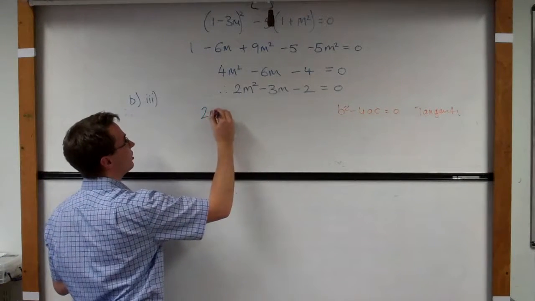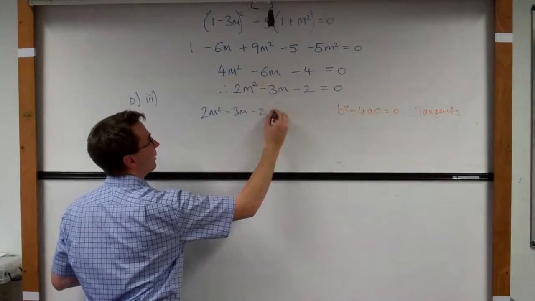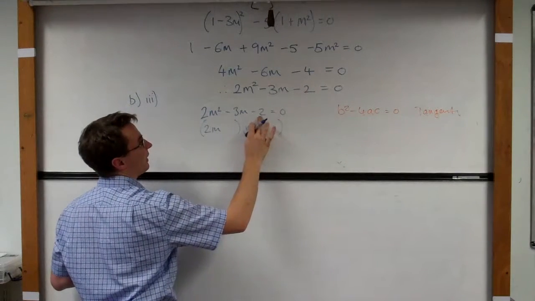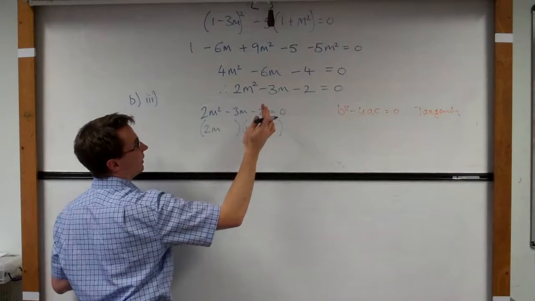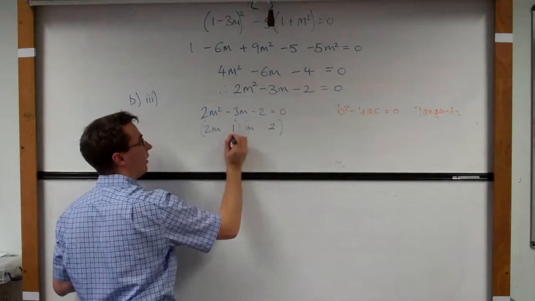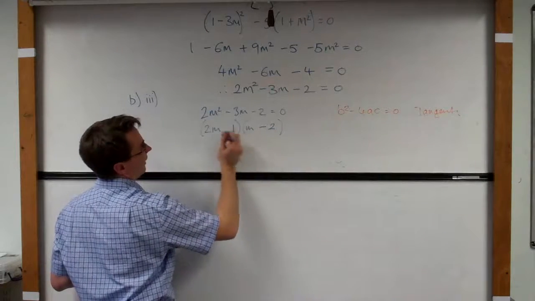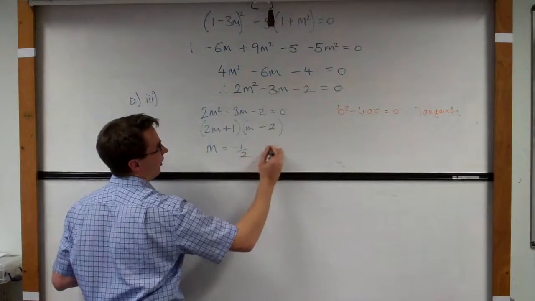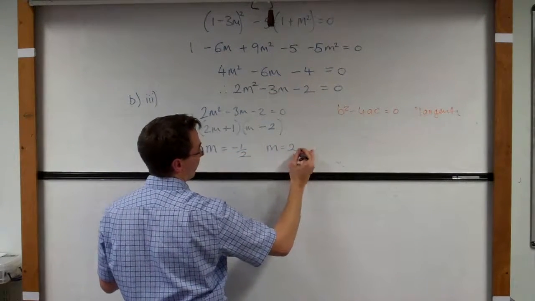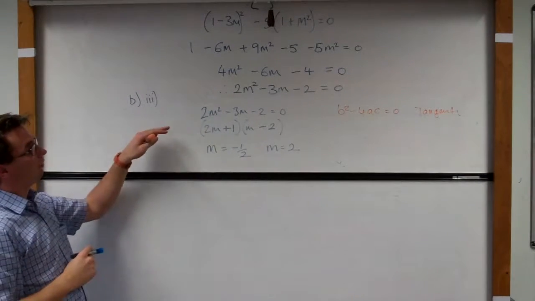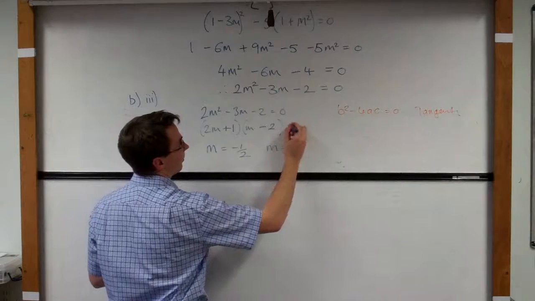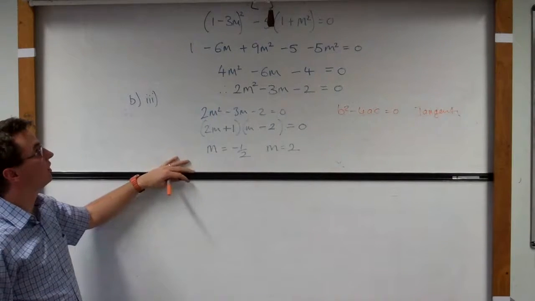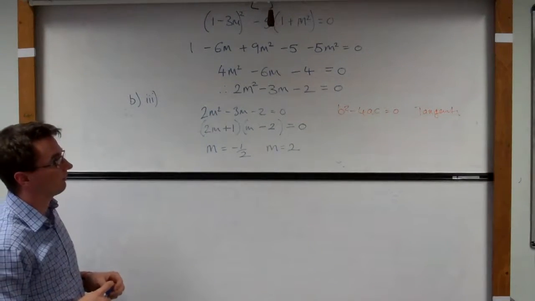So 2m squared minus 3m minus 2, factorise 2m, options of making minus 2, 2 and 1. Now I need more negatives, so I need to make that negative, this plus, that means m equals minus a half, m equals 2. Those are my two values for m, for which, remember always write that equal to 0, that's a bit naughty. Those are my two values for m, for which the line is a tangent. That's question 7.